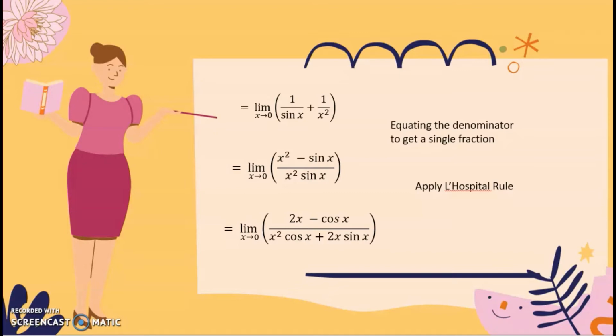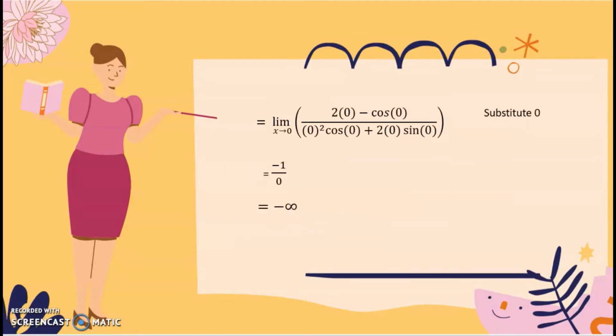We get the limit as x approaches 0 of (x minus cos x) divided by (x squared cos x plus 2x sin x). Then we substitute 0 into x, which results in negative 1 over 0, resulting in negative infinity. So from this we know that the limit of x approaching 0 of 1 over sin x plus 1 over x squared results in negative infinity.